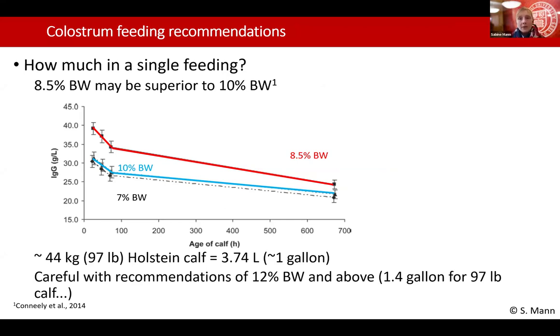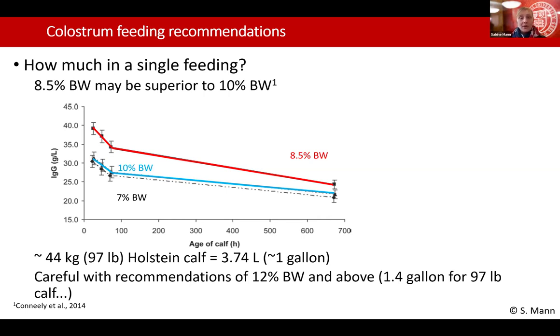But we want to be careful to not feed too much in one feeding, because there is the suggestion in the literature that if you feed too much at once, you're delaying the way that this colostrum flows out of the stomach into the gut, and by delaying this outflow, you might actually lose some of this opportunity to take up the IgG in this bigger amount of colostrum.